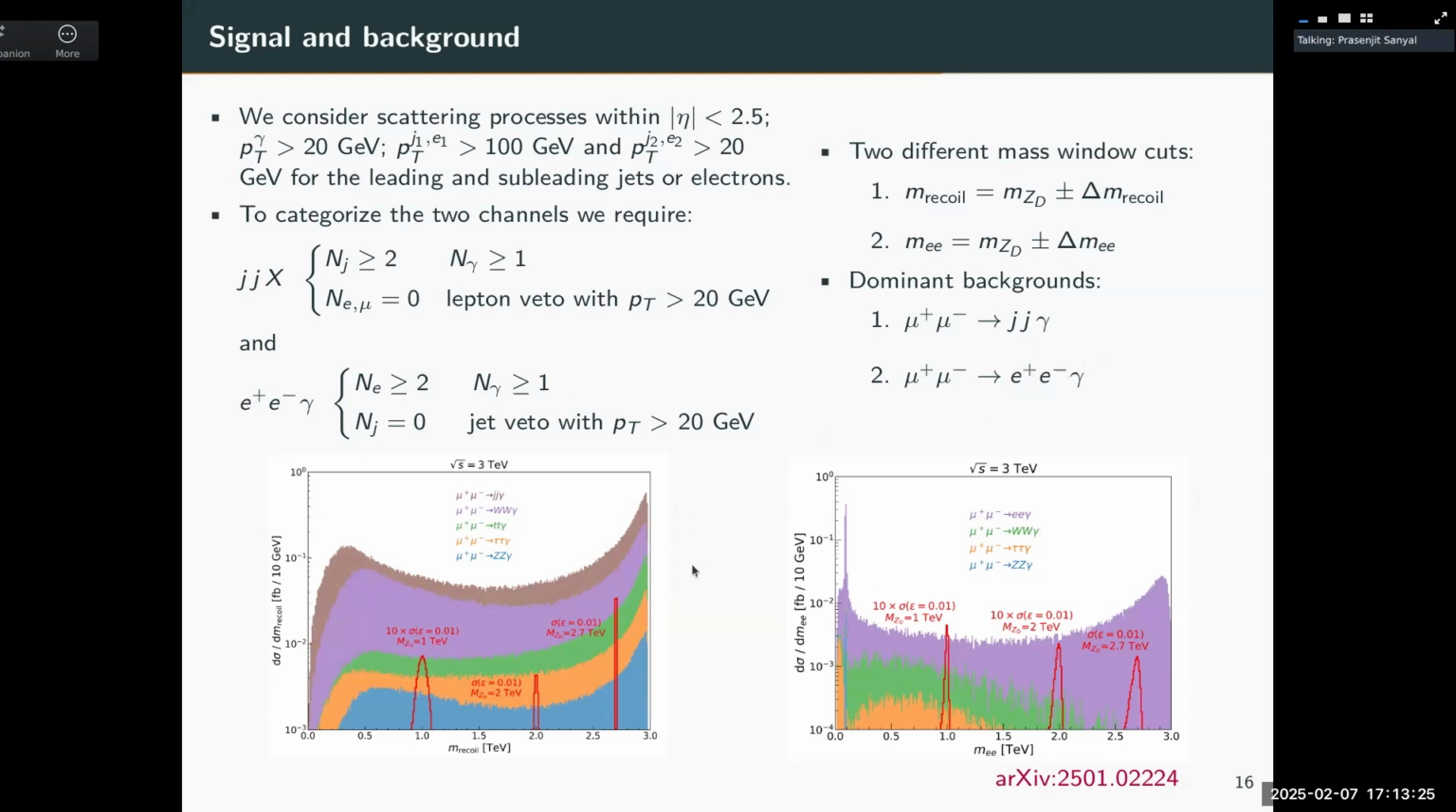In this figure, we have shown the recoil mass distribution for background and the signal in the JJ gamma mode, the inclusive dijet mode, for the 3 TeV muon collider. As we see, as the mass of the dark Z increases, the recoil mass also becomes sharper. So if we impose this recoil mass selection criterion, we can reduce this background significantly because the background distribution, as we can see, is very broad.